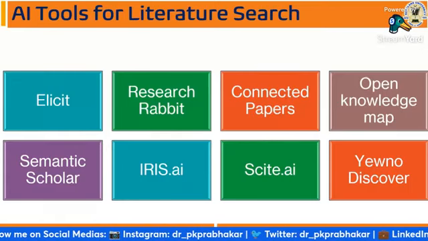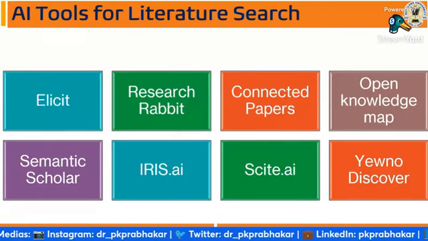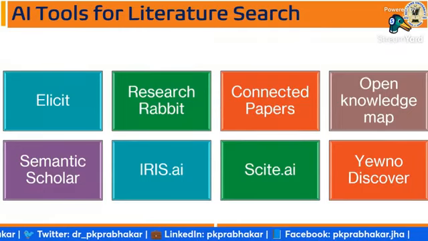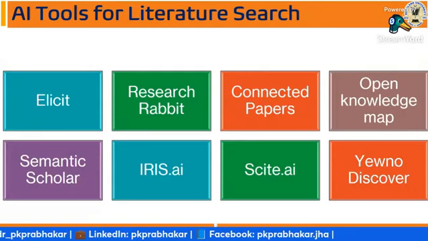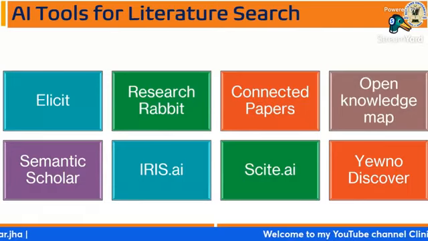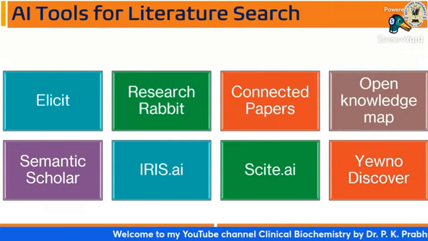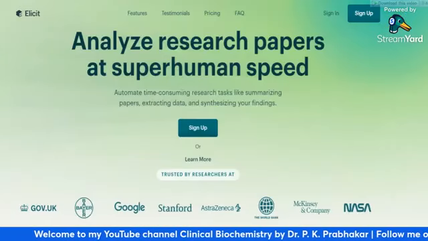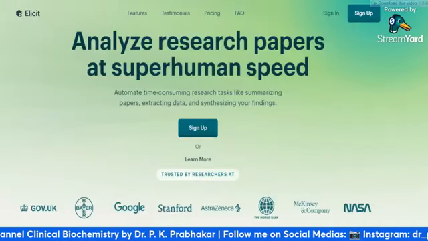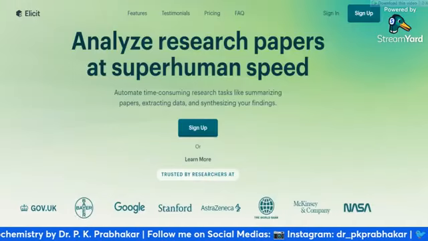Like Elicit. All are AI tools only. These are AI research assistants. If you go to the website, it is elicit.org. Its main feature is that it uses AI to help you find and summarize the relevant papers based on your research questions. So different tools you can use, and these are there. Their homepage looks like that.